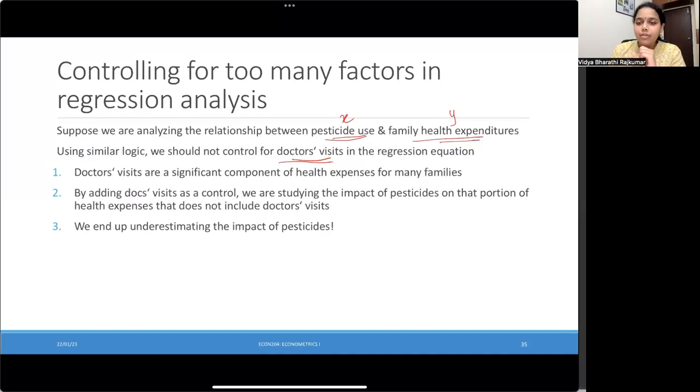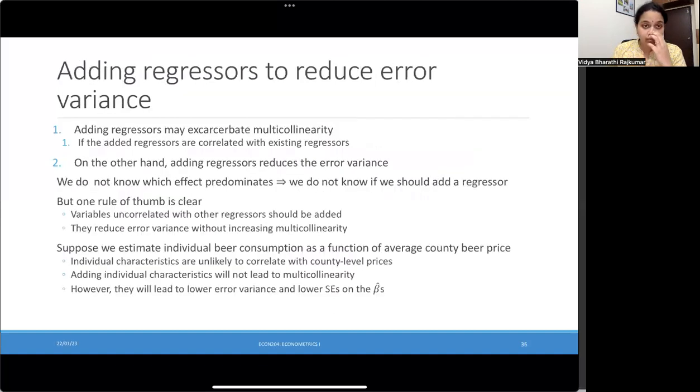So we should be a little careful in whether we're controlling for too many variables in our regression analysis. Which then leads us to the question, how do you game the system? When you add more regressors, you run into this ceteris paribus problem. You may have regressors that are related to each other. There could be a multicollinearity issue. But on the other hand, adding more regressors means lesser residual sum of squares and lesser error variance, which is good for us. So we don't know which is going to be stronger in this case.